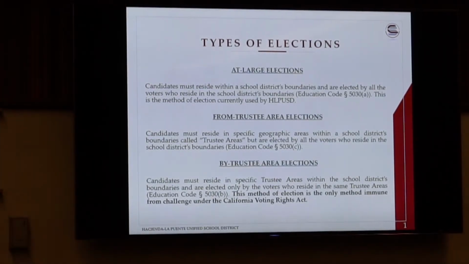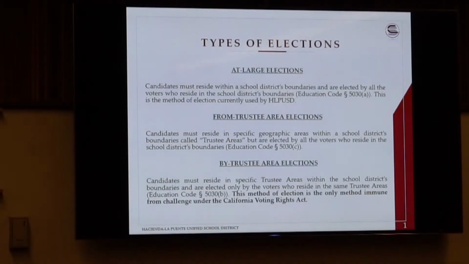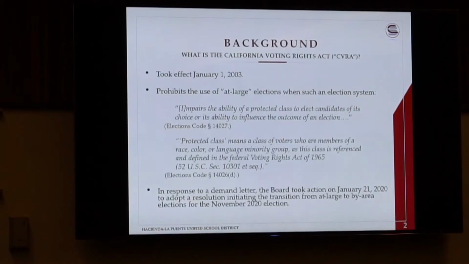And as we note here, this is the only method of election that is immune from challenge under the California Voting Rights Act. Which brings the question, what is the California Voting Rights Act?